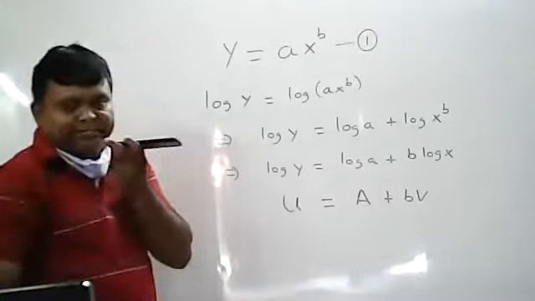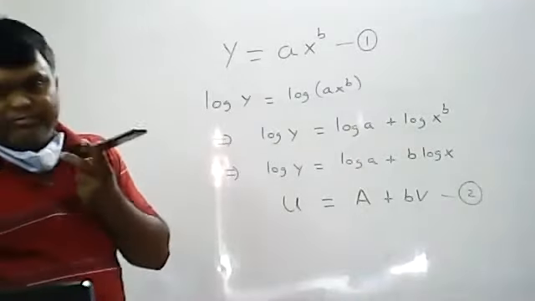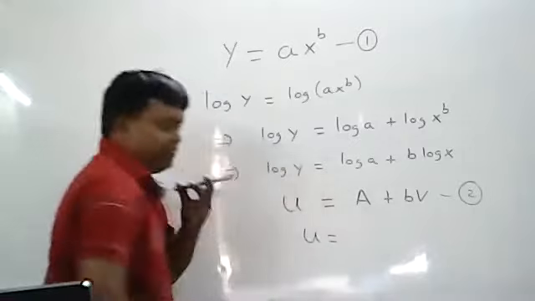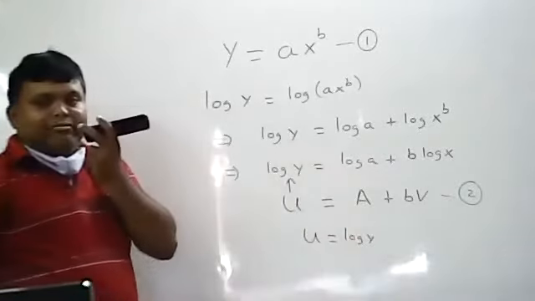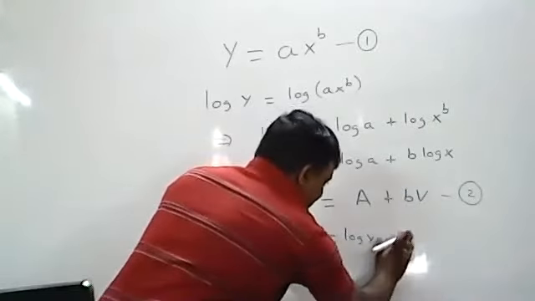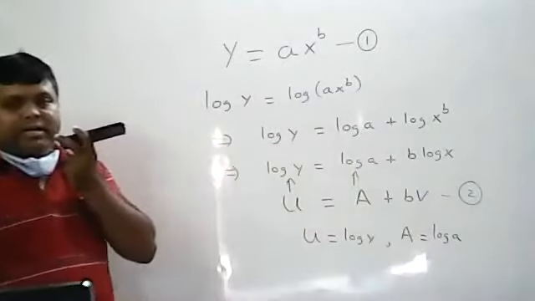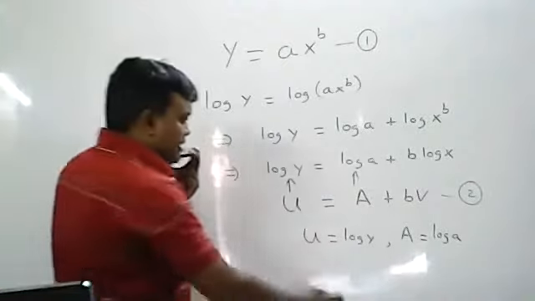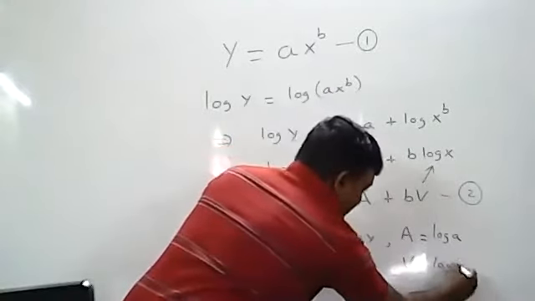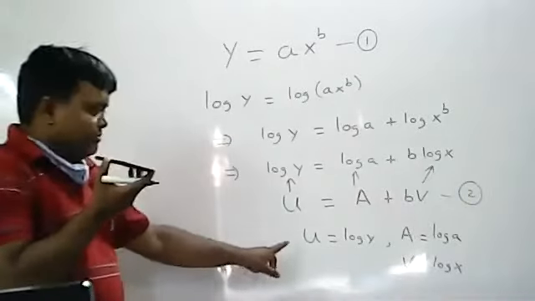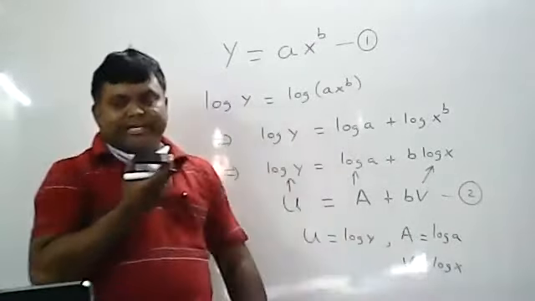Write up: u equal to A plus bV. This is equation number 2, where u equal to log y, capital A equal to log a, and capital V equal to log x.